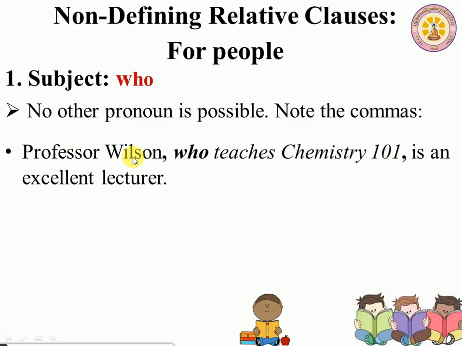Professor Wilson is a noun that is already understood because it is the name of a specific person. So when the noun is already understood, the clause here is not necessary. That's what we call non-defining relative clause. And when a non-defining relative clause is used, commas separate the relative clause. It's only who that can be used. We cannot use that.